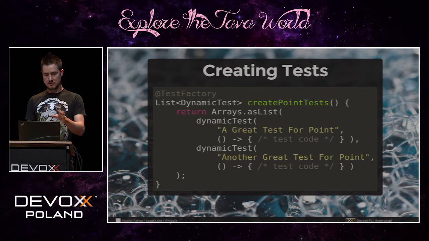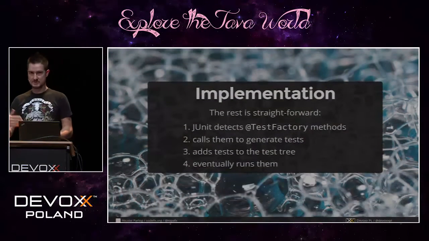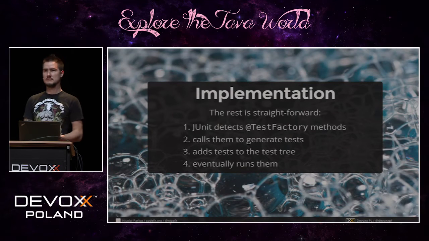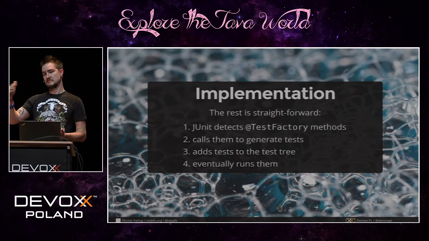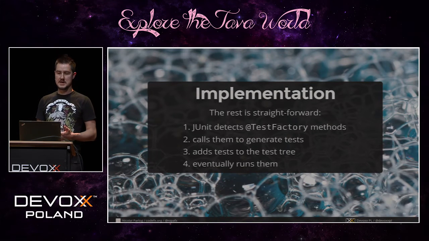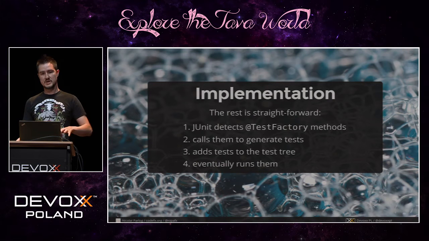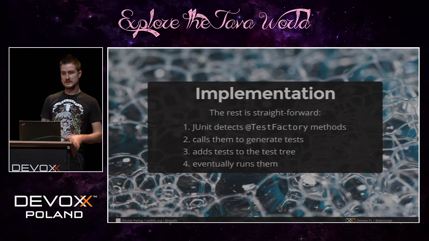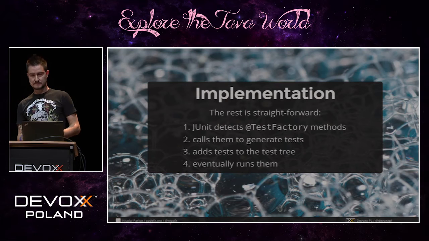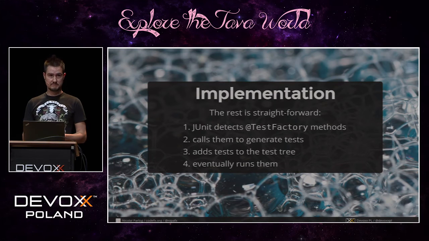So we can then put our code into test code. And what then happens is pretty straightforward, right? JUnit looks for these annotated methods, finds some test factory annotated ones, and calls them, generates the tests, adds the test to the test tree that it's building, and at some point later it will run them. So from the perspective of the IDE or the tool, these are just normal tests, just like the other ones.